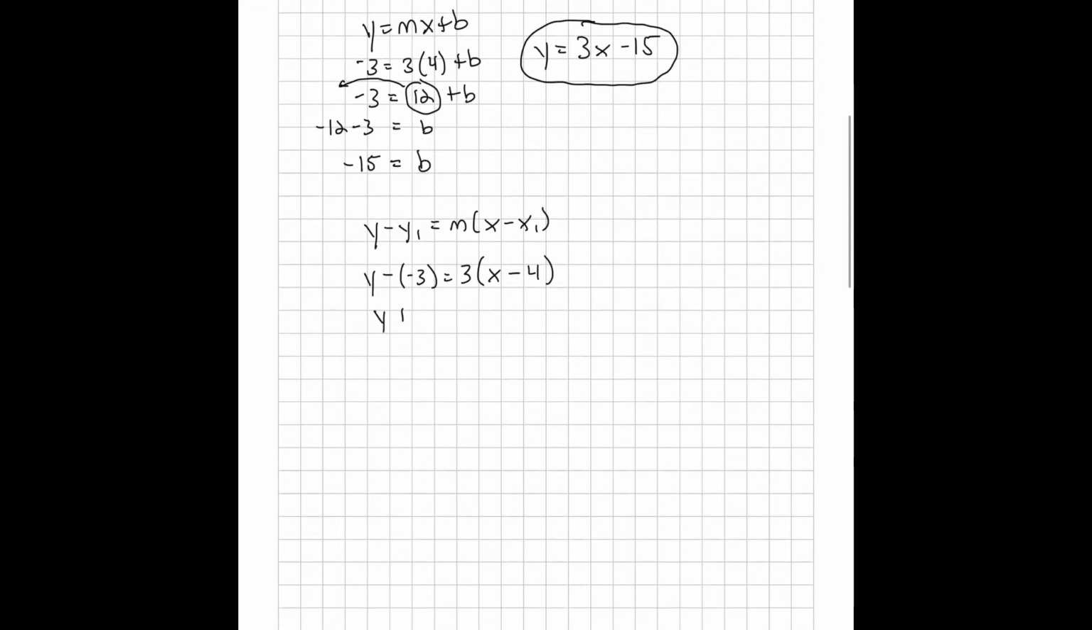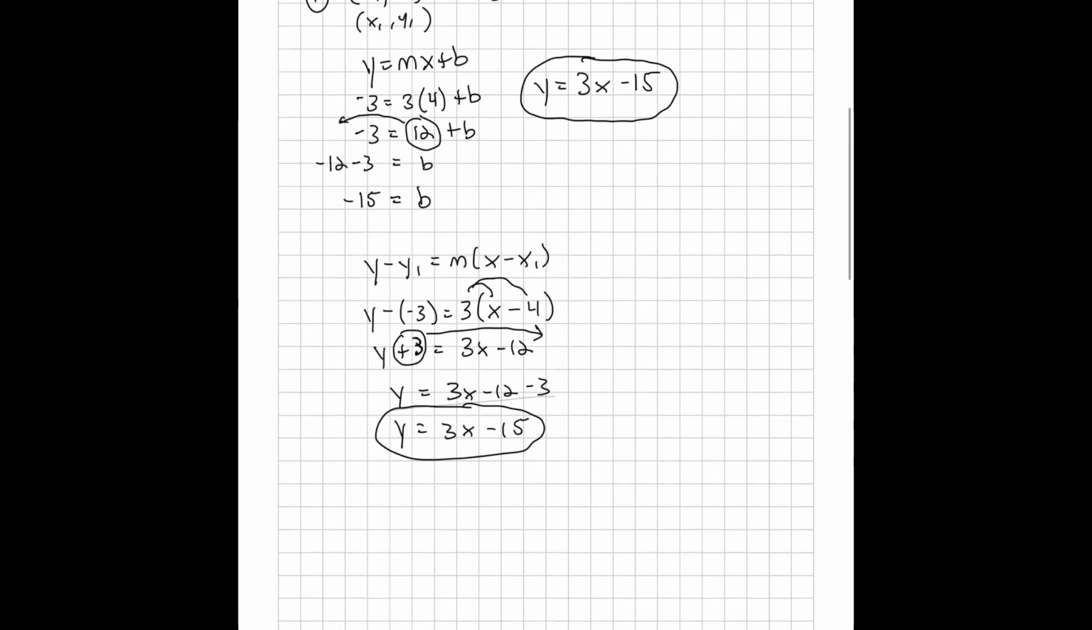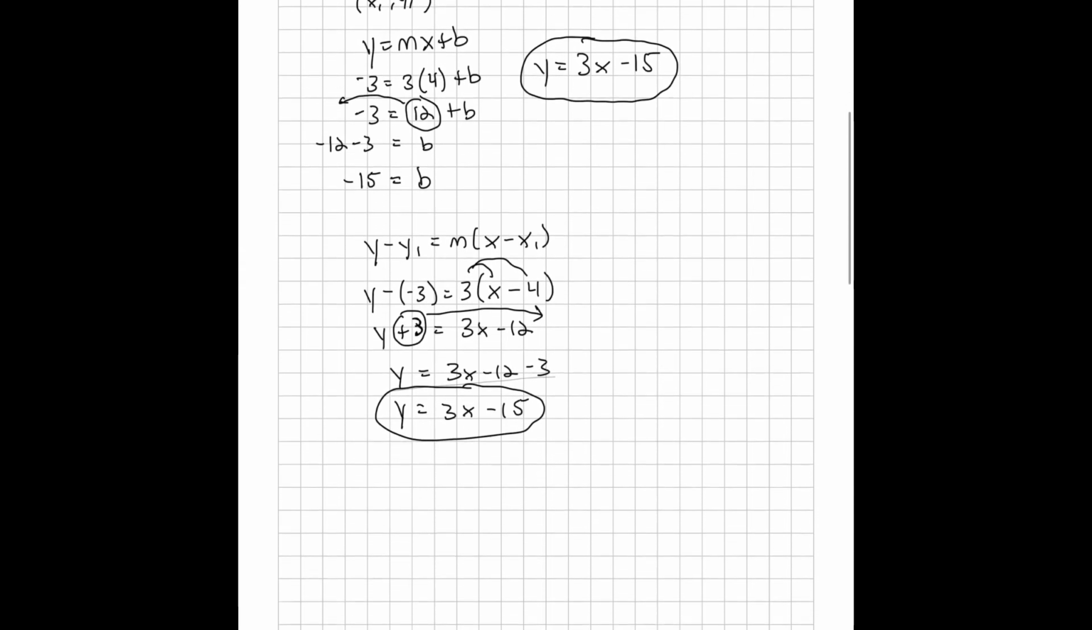Simplify this all the way down and get y by itself. So this will be y plus 3 equals 3x minus 12. We just distributed that 3. And then we'll get y by itself. Throw this 3 over. So that'll be y equals 3x minus 12 minus 3. And that's y equals 3x minus 15. That's your second way to do these. You can use the point slope form.